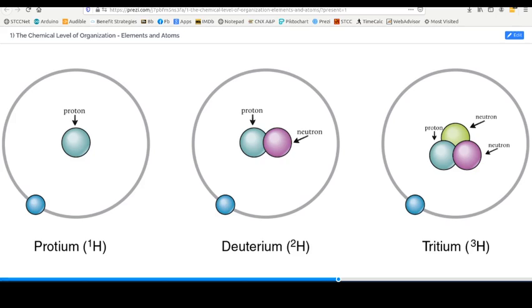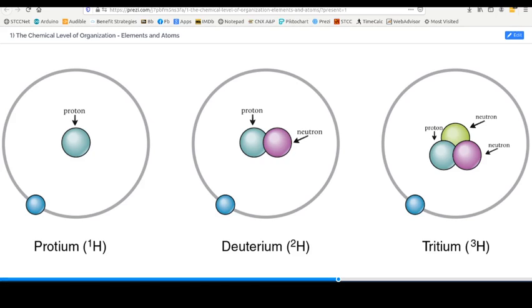Now, I want to make sure you understand the color scheme here is not labeling the different types of particles. If we follow the progression, the green one in the nucleus is the proton. The purple one that's added in deuterium and is still present in tritium is a neutron. The yellow one that's added in tritium is a second neutron. So don't think there's three types of nuclear particles. There's just two. There's protons and neutrons.